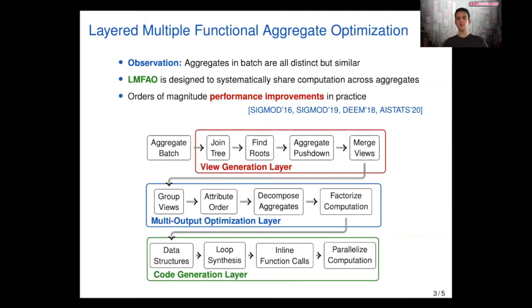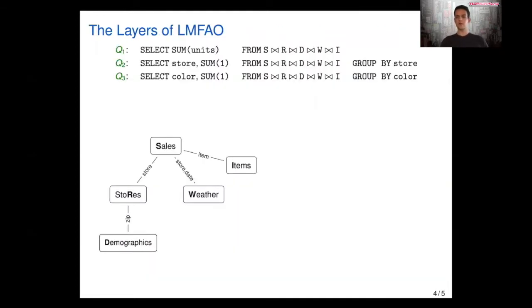Given an aggregate batch, LMFAO applies several layers of optimizations on this batch, as depicted by this figure at the bottom of the slide here. And they all are designed to systematically share computation across the aggregates in the batch. In practice, we have shown that we can achieve orders of magnitude performance improvements over state-of-the-art competitors with these optimizations. Before I jump into the actual user interface of the demonstration, I want to give an example using 5 relations and 3 queries that are computed over the join of these relations.